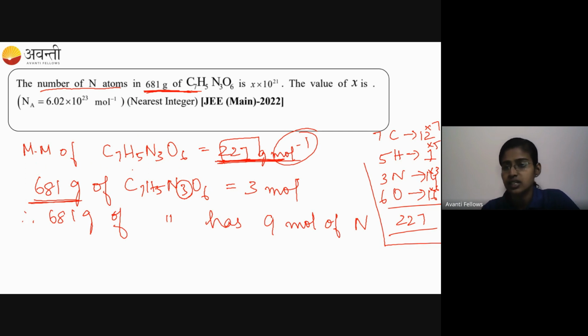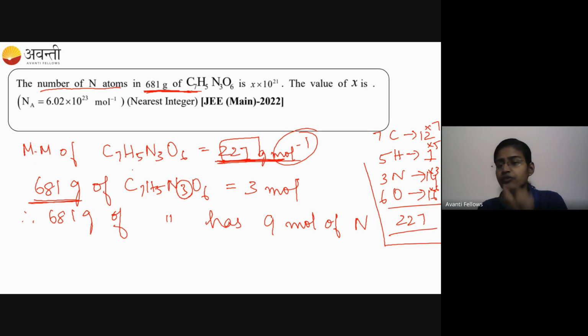Any doubt till this for anyone? So is everything clear till now for all? So we are getting the molar mass. So molar mass will give us for 1 mole, and we are getting the number of moles from the values given in the question, and from that we are getting the number of moles of nitrogen. Yeah, that's what I'm repeating.